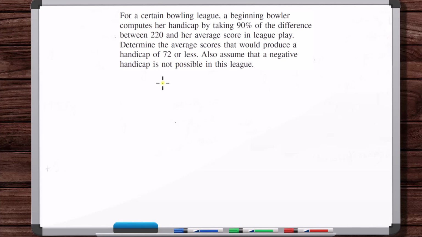All right, so to compute the handicap, you take 220 minus the average score. The average score is going to be less than 220, right? Because 220 is like the benchmark. Take 90% of that, okay? And this is less than or equal to 72.